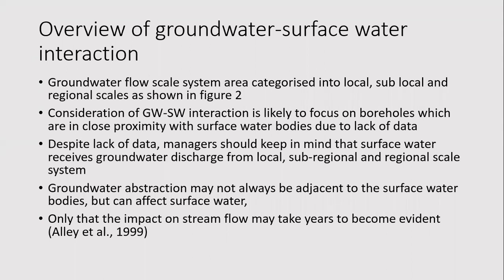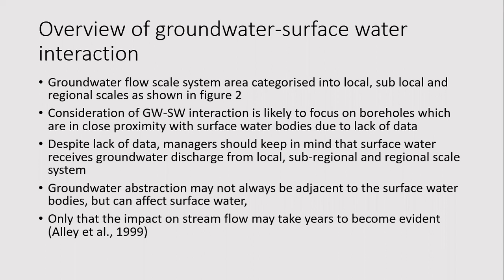But despite that lack of data, managers should keep in mind that surface water receives water from both local and regional and sub-regional scale systems. So as much as we are working in close proximity with the surface water body, we must factor in, as a key fundamental, that the surface water can get groundwater discharge from various scale systems, which can be local, regional, or sub-regional.